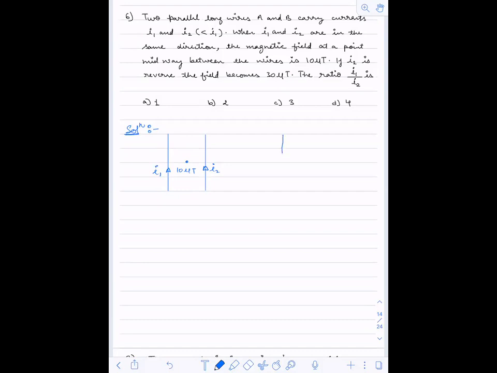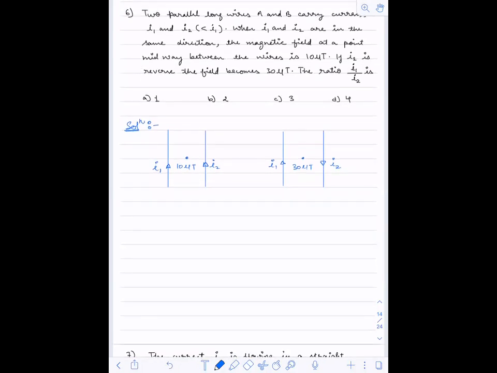Now, when one wire has the same current in the same direction, but the second wire has its current I2 in the opposite direction, then the magnetic field somewhere in between is 30 microtesla. Now, in both cases, the magnetic field value is given. In the first case, the net magnetic field is due to B1 minus B2. And in the second case, the net magnetic field is due to B1 plus B2.